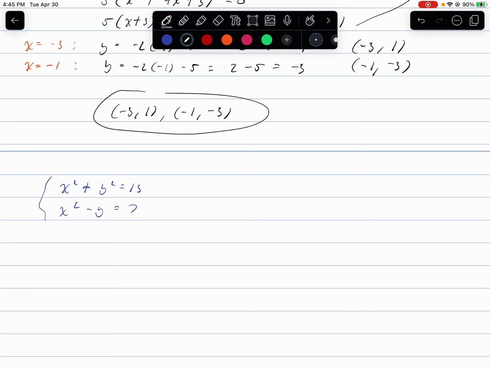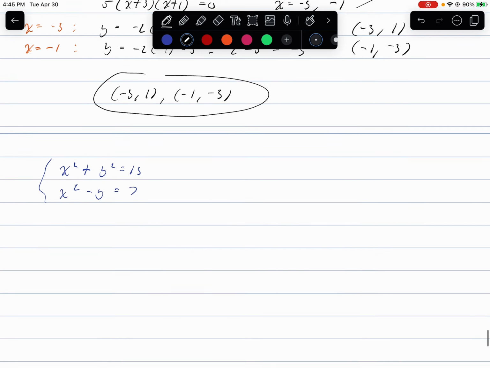So let's go ahead and solve both of these equations for x squared. If we solve this first one here, we'll get x squared equals negative y squared plus 13, or you can write this as 13 minus y squared. Either way is fine. And for this second one here, we'll have x squared is equal to y plus 7.